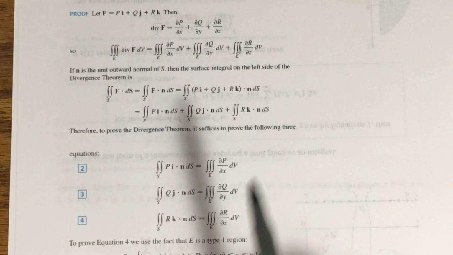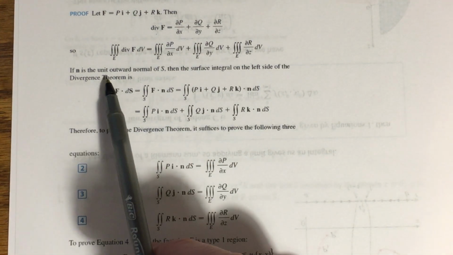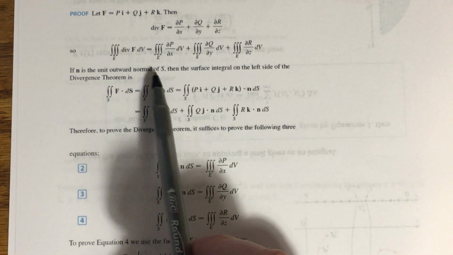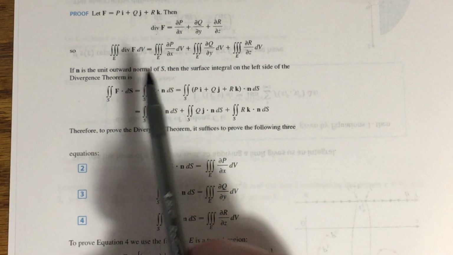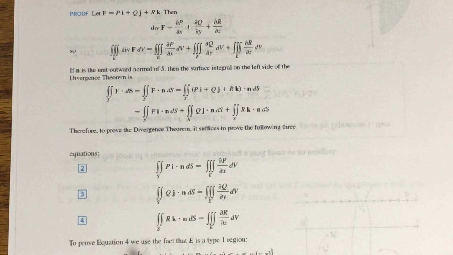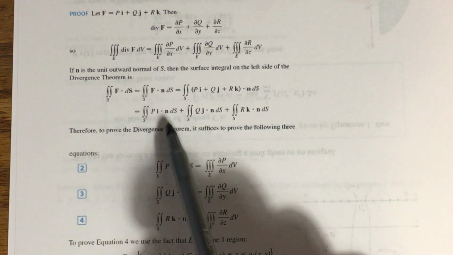Okay. Now, if n is the unit outward normal of S, which, remember, when we talk about giving a closed surface a positive orientation, the unit normal is understood to point outwards. So it's pointing away from the solid that the surface is enclosing.